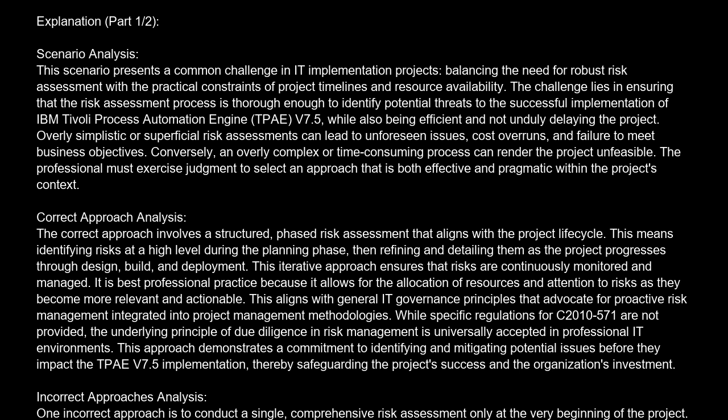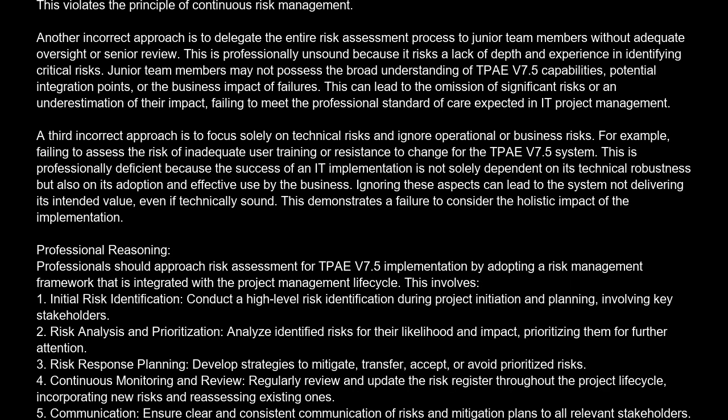Incorrect approaches analysis. One incorrect approach is to conduct a single, comprehensive risk assessment only at the very beginning of the project. This is professionally unacceptable because it fails to account for evolving risks. As the TPAE v7.5 implementation progresses, new technical challenges, integration complexities, or changes in business requirements may emerge that were not foreseeable at the outset. A static, early assessment would miss these, leading to a false sense of security and potentially significant unmanaged risks later in the project. This violates the principle of continuous risk management.